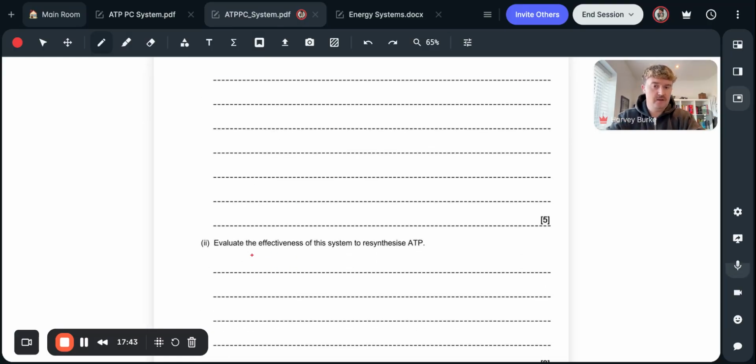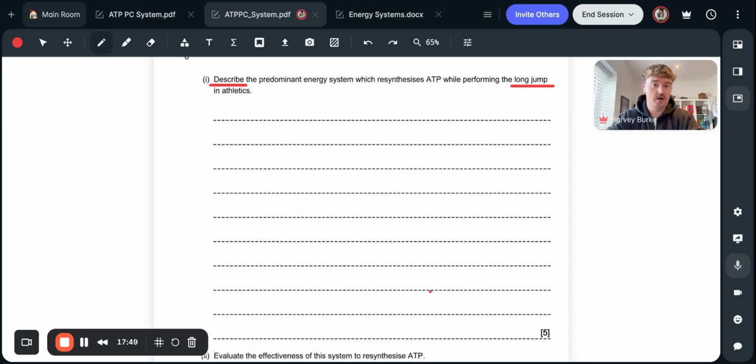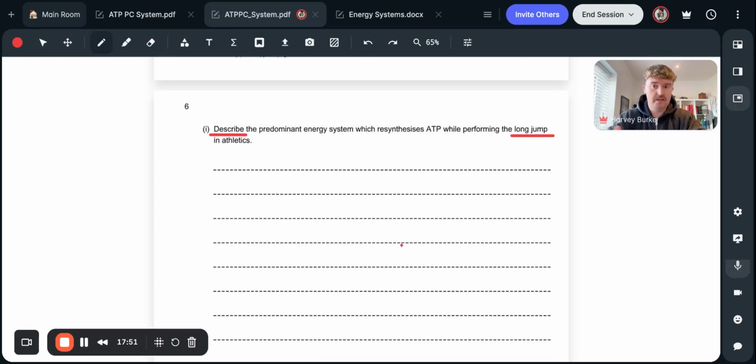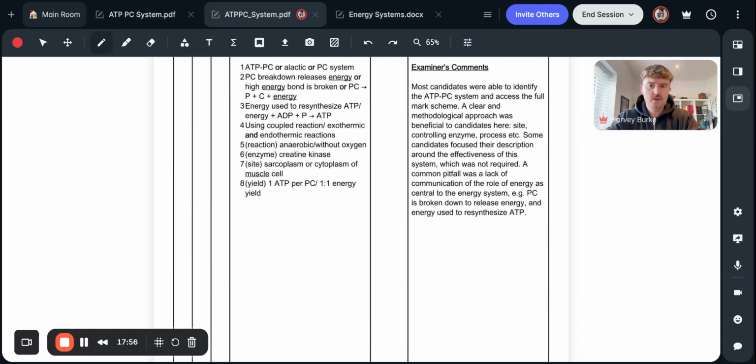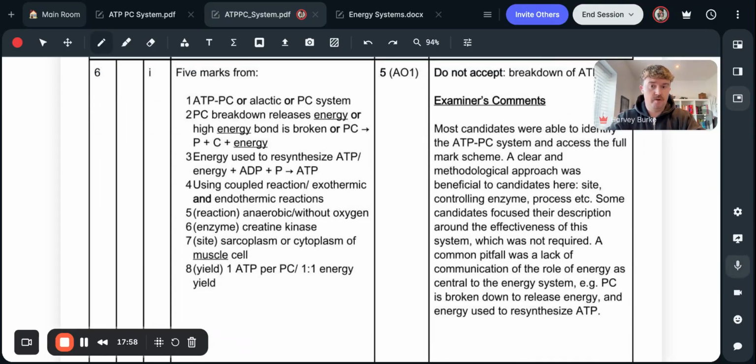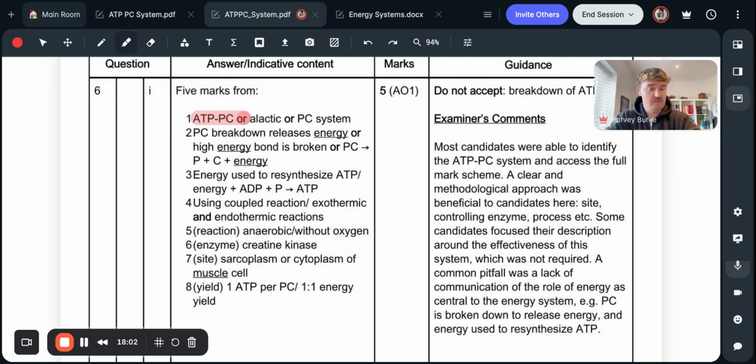And then underneath, it wants you to evaluate the effectiveness of it for 3 marks. So there's the evaluate part and the describe part all in one here. So let's have a look at the mark scheme for question 6. This is the describe part. You get a mark for acknowledging that it's the ATP-PC system that would be most dominant, because it didn't tell you to talk about it in the question. Phosphocreatine is broken down into a phosphate, a creatine, and energy.